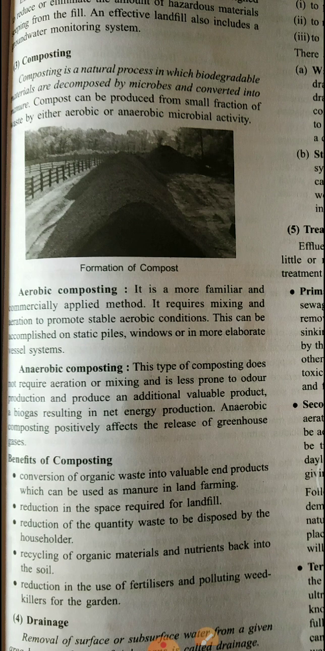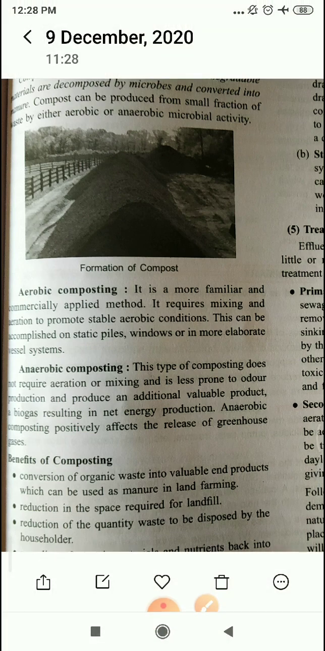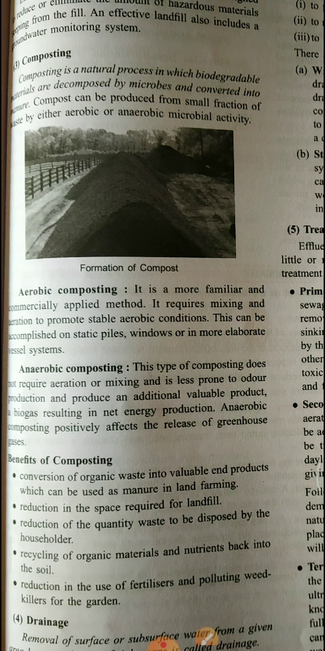Aerobic composting is a more familiar and commercially applied method. It requires mixing and aeration to promote stable aerobic conditions. These can be accomplished on static piles, windrows, or in more elaborate enclosed systems. Anaerobic composting doesn't require aeration or mixing and is less prone to odor production, and it produces an additional valuable thing, biogas, resulting in net energy production.